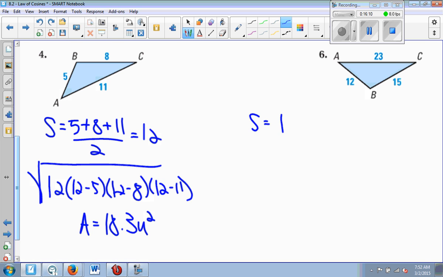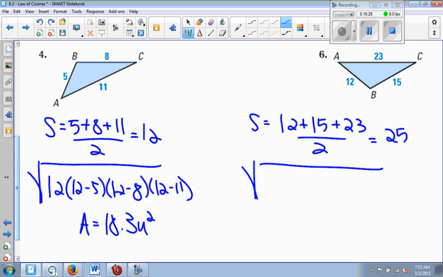Last problem, if I add up all of the sides and divide by 2, 12 and 15 is 27. Add 23 more, you get 50, and divide by 2, you get 25. So plugging all of that into the formula, it's S, and then S minus A, and then S minus B, and then S minus C.